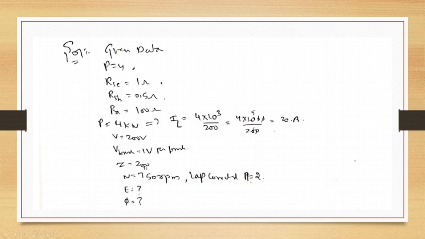Number of conductors Z is given as 200. Speed is given as 750 rpm, and it is lap connected. Lap connected means A is equal to 2, number of parallel paths is 2. So we have to find the first bit, EMF generated, and the second bit, flux.